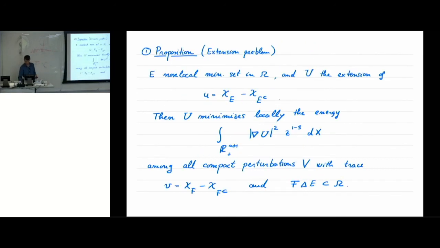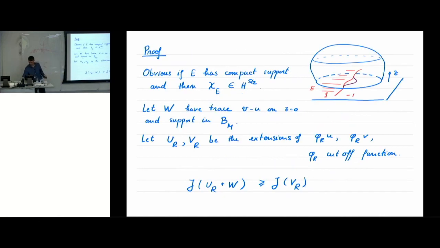Okay, so I'll take two more minutes and say something about the extension problem. If I have a set E that is a non-local minimal set, and I call capital U the extension of this particular function, then capital U minimizes this extended energy among all compact perturbations V in R^(n+1) that have trace either plus or minus 1 on the bottom and leave the set E invariant outside Omega.